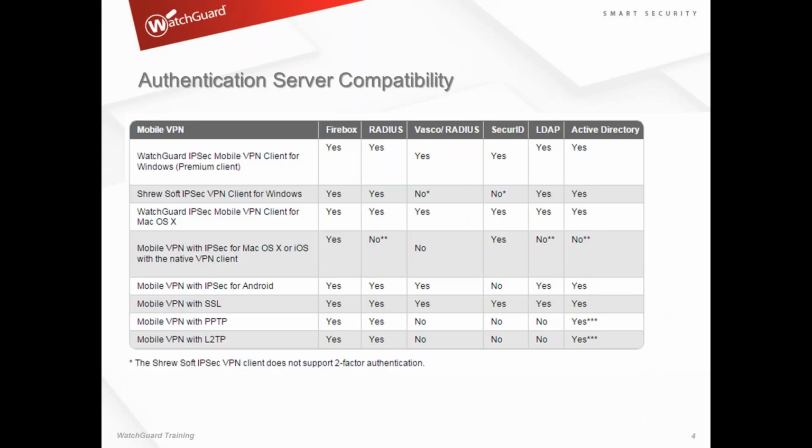Very handy. As we look at authentication server compatibility, we have more and more clients and business needs for moving to a two-factor authentication scenario. We do support Vasco, RADIUS, and SecurID. As you look at this chart, you can definitely see where the options are supported. For instance, the Shrew Soft VPN client for Windows does not support two-factor authentication.